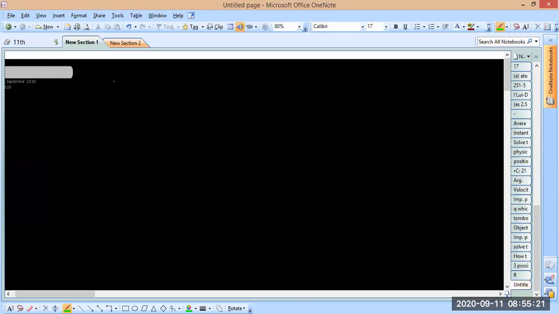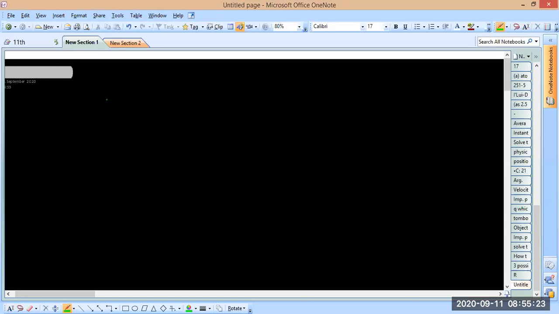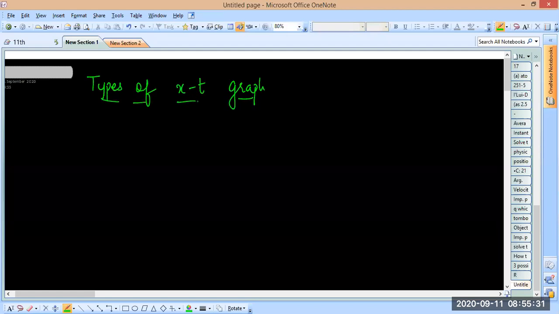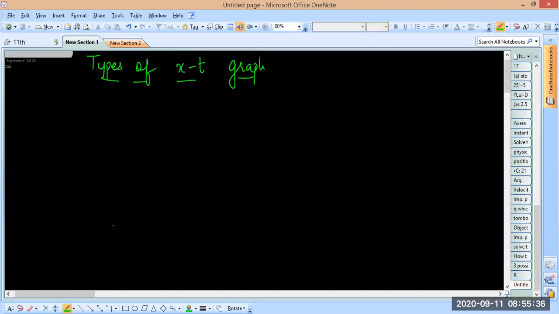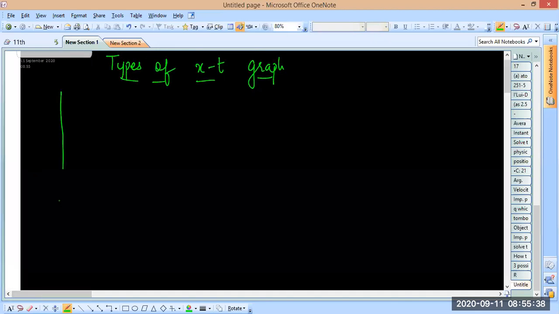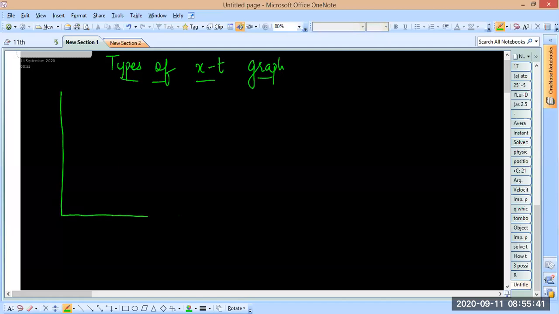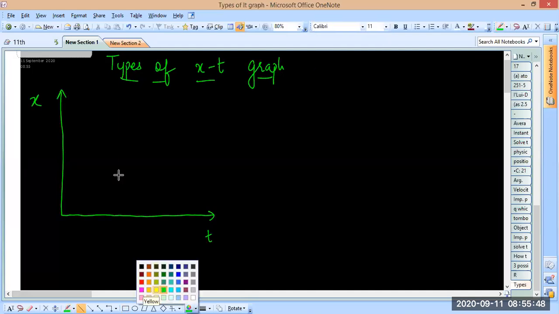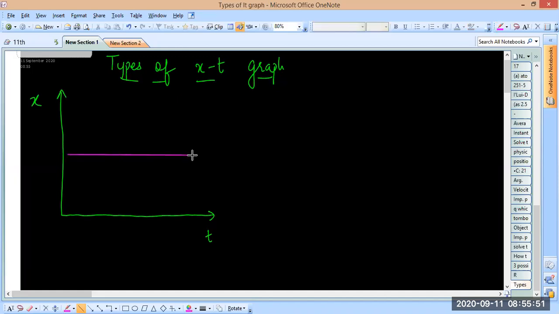okay, let's continue. Types of XT graph. Okay, types of XT graph means there are different possibilities for XT graph, right? Let's draw these so that you will be able to solve questions faster. So this is typical XT graph, right? And let's say that the XT graph is a horizontal line. Okay, let's say that this XT graph is a horizontal line.